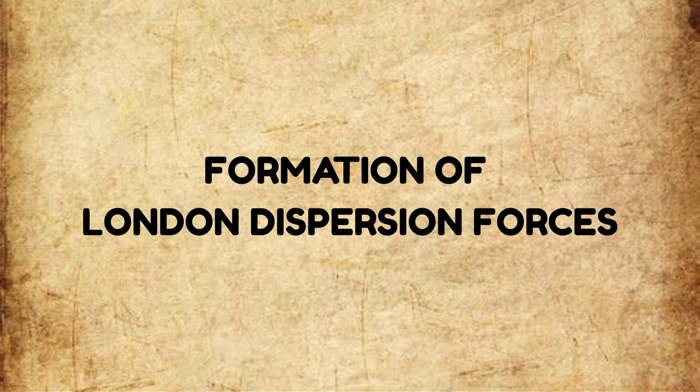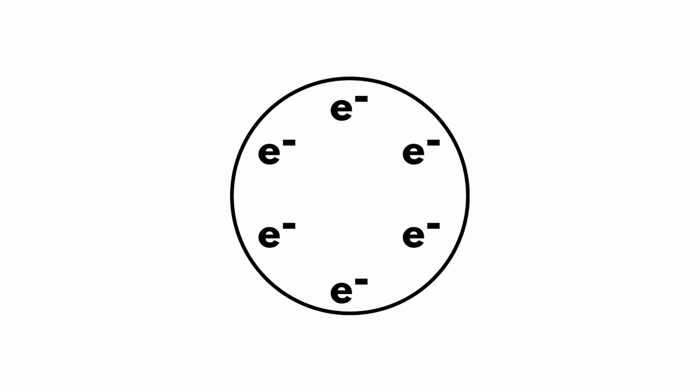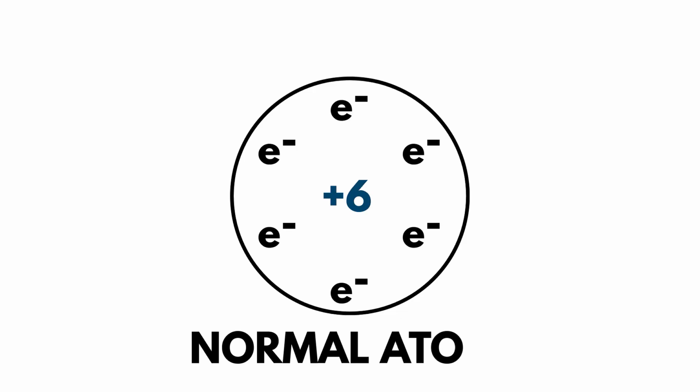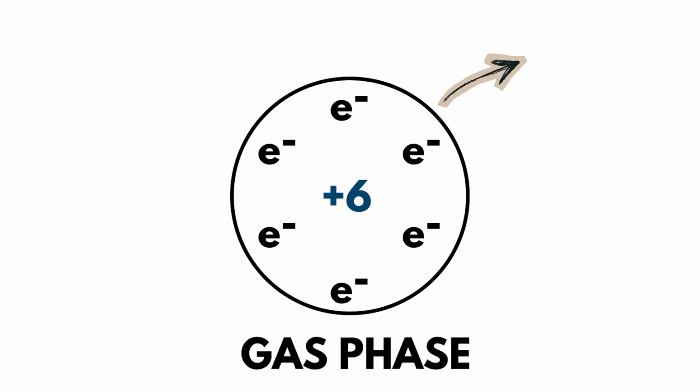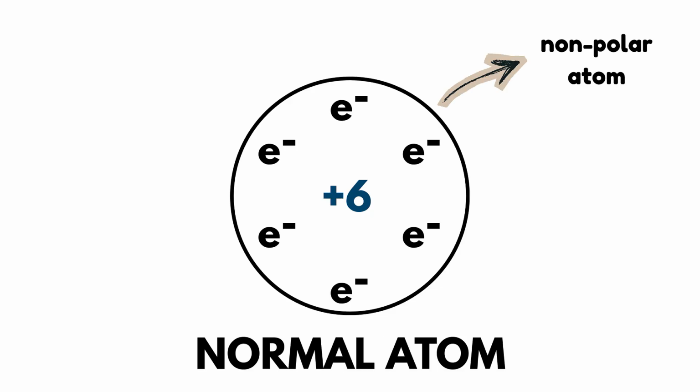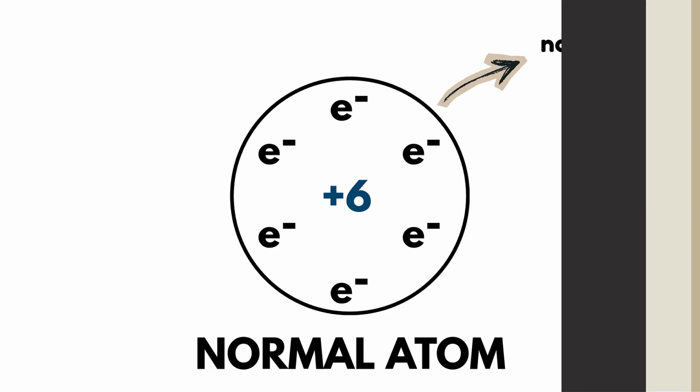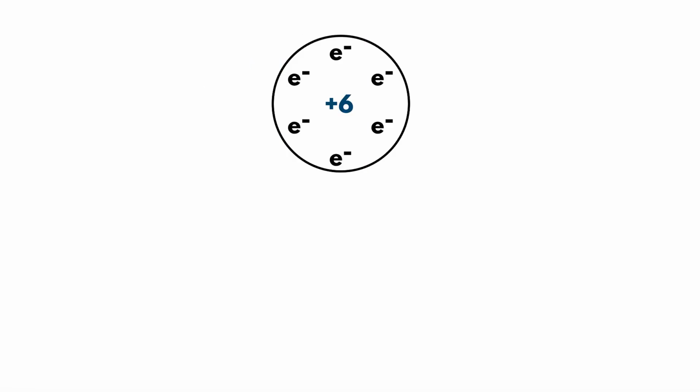Formation of LDF. First of all, let's imagine we have an atom with a nucleus with a positive charge, and there are 6 electrons around the atom. Imagine this atom is nonpolar. Then, the electrons are evenly distributed in the atom. Now, as these electrons are constantly moving around the nucleus, there's going to be a moment where more electrons polarize on one side as opposed to the other side.